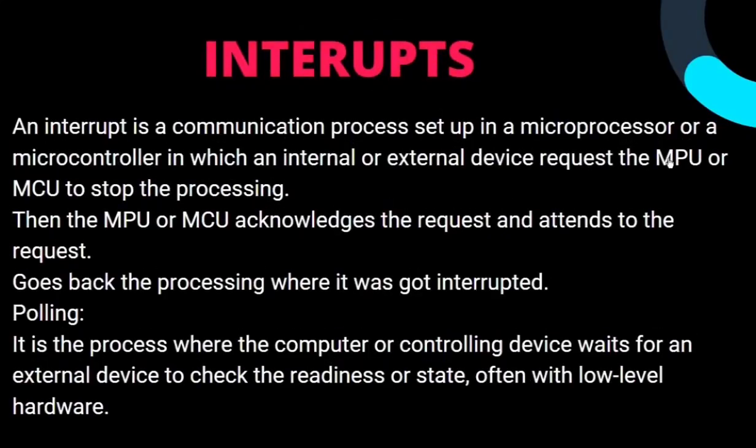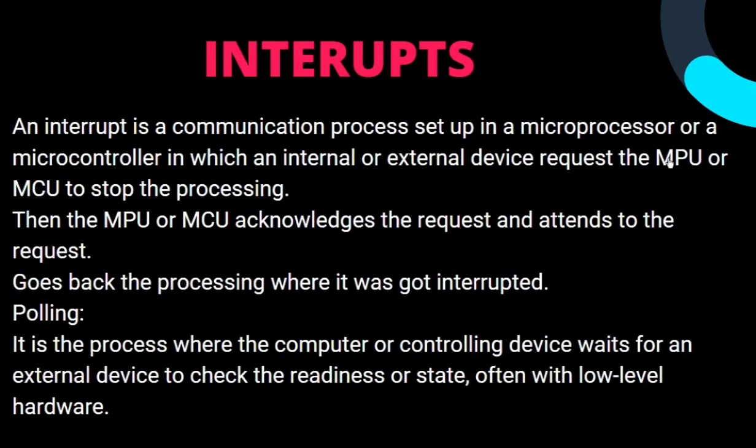So we'll talk about interrupts. What is an interrupt first? An interrupt is a communication process set up in a microprocessor or a microcontroller in which an internal or an external device requests the MPU or the MCU to stop the processing. Then the MPU or MCU acknowledges the request and attends to it. It then goes back to the processing where it got interrupted.